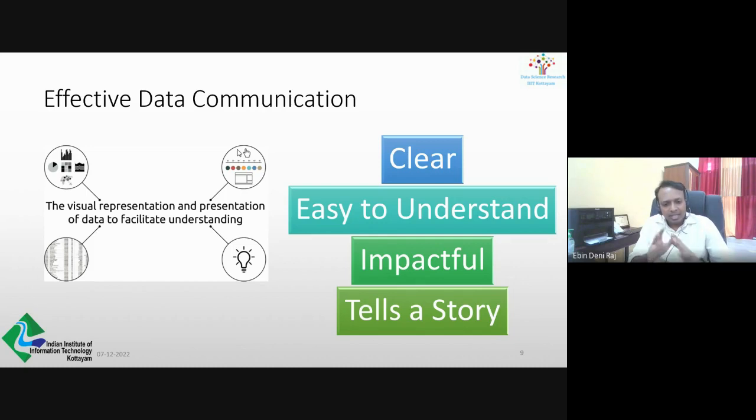So the reason why it is so important is to allow the human eye to see the trends and patterns that it cannot otherwise make out from textual data. If you give a table and try to convey it to the audience, it may not be that impactful, right? So visual images win every time, right?